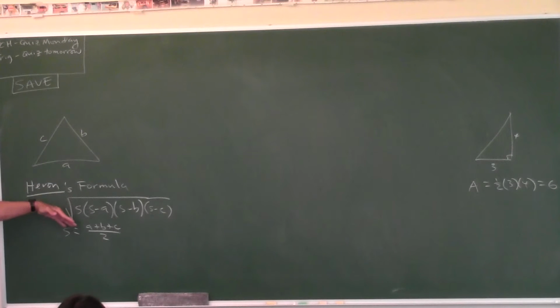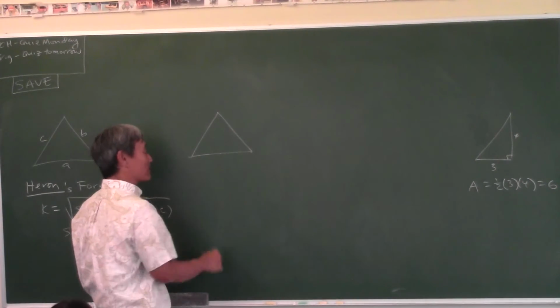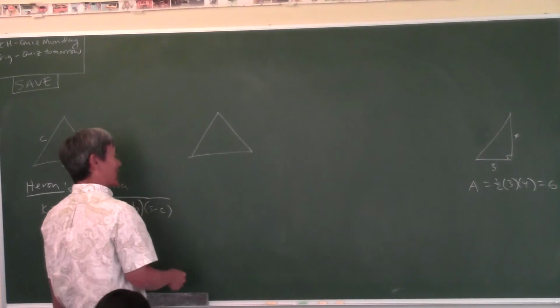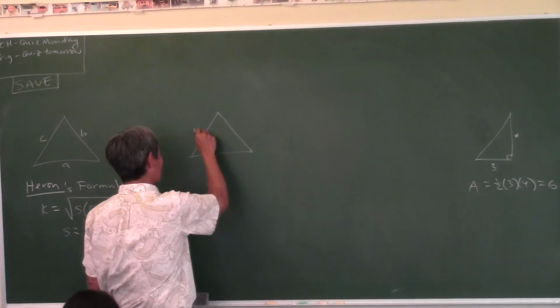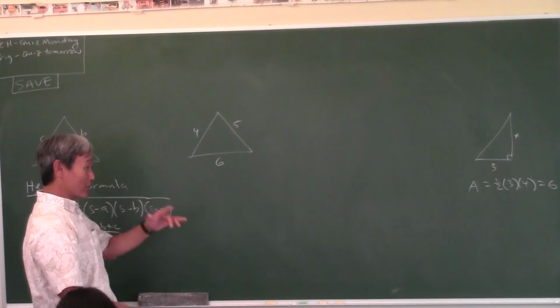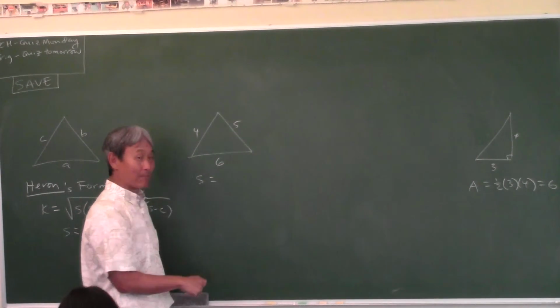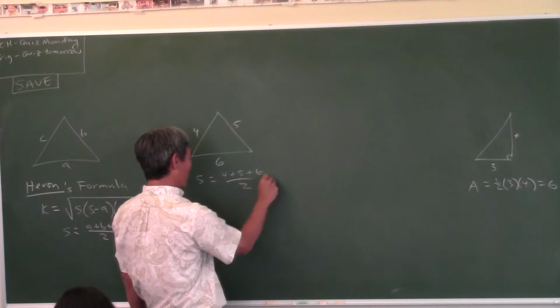Okay, this is called Heron's formula. This is how you compute the area of a triangle if you know all 3 sides. So let's do an example. There's only 2 examples today. Like I said, it's going to be easy. Give me 3 sides. 4, 5, 6. Good choice. Compute the area of this triangle. First thing you do is compute the semi-perimeter. What is 4 plus 5 plus 6 divided by 2? Go.